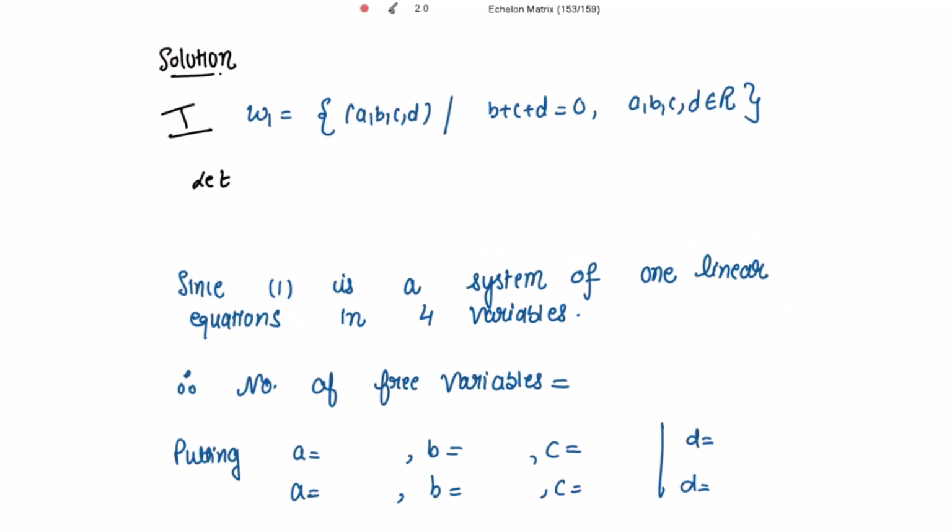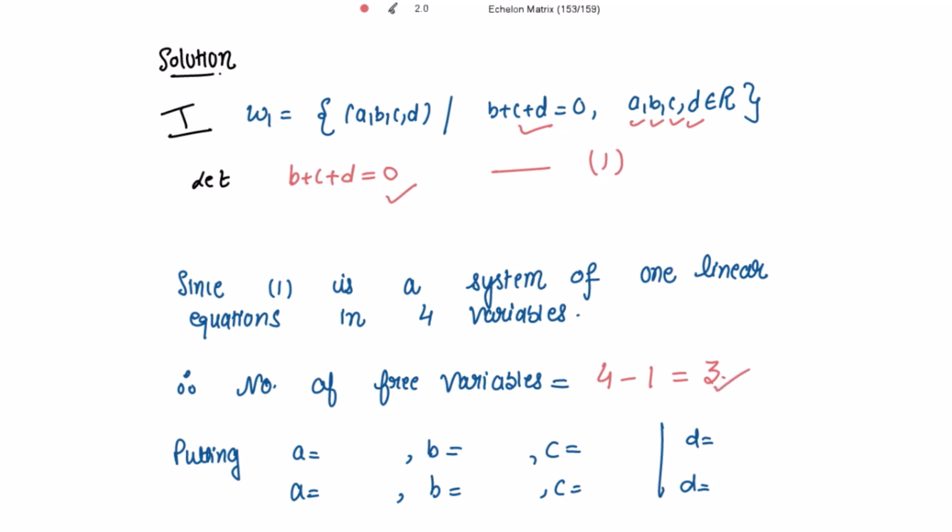W1 is defined to be all those vectors such that B plus C plus D is equal to 0. So let's take this equation, B plus C plus D is equal to 0, and mark this as 1. Now since 1 is a system of one linear equation in 4 variables, that is A, B, C, D, the number of free variables is equal to, what is the formula for that? The number of variables, that is 4, minus the number of equations, that is only 1, which is equal to 3. So we have the number of free variables equal to 3.